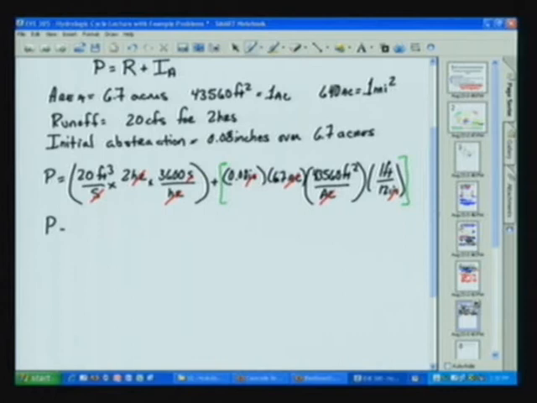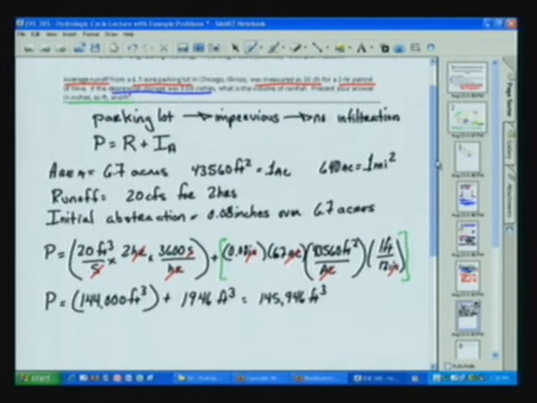We end up with our precipitation is 144,000 cubic feet of runoff plus 1,900 basically cubic feet of depression storage. Okay, so that depression storage is a real number. Is it significant compared to the runoff? No, but it ends up being a real number for us. So we have 145,946 cubic feet of runoff. And so that answers part of our question, cubic feet.